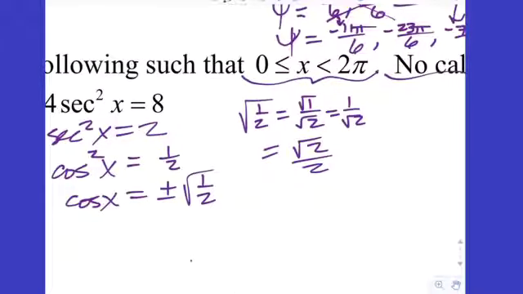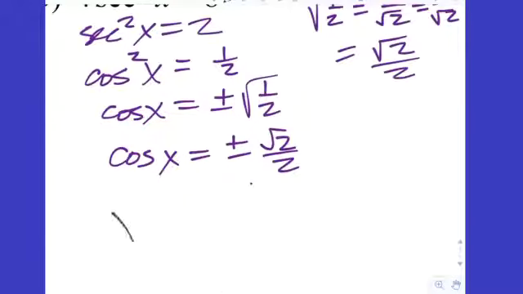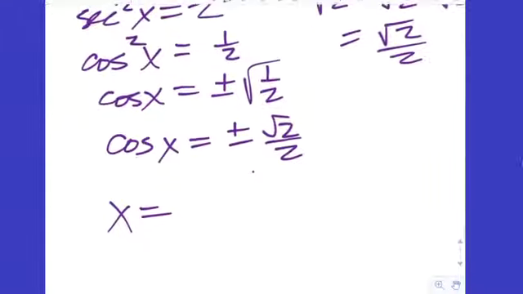Square root of 2 over 2. Very good. So that is a recognizable ratio from the unit circle. And plus or minus means we want all of them within one rotation. Okay? What's the reference angle here for the square root of 2 halves on the cosine? Pi over 4. So we want all the pi over 4 angles as we go all the way around.